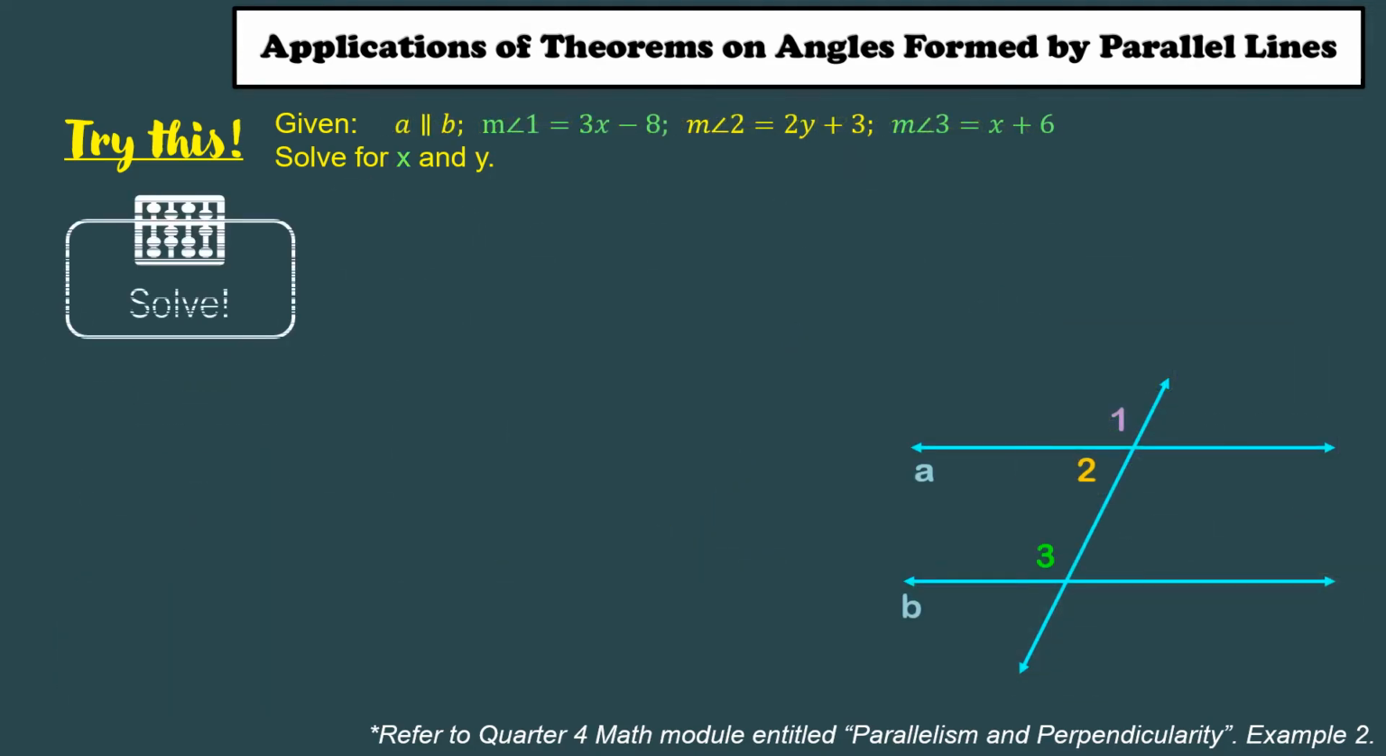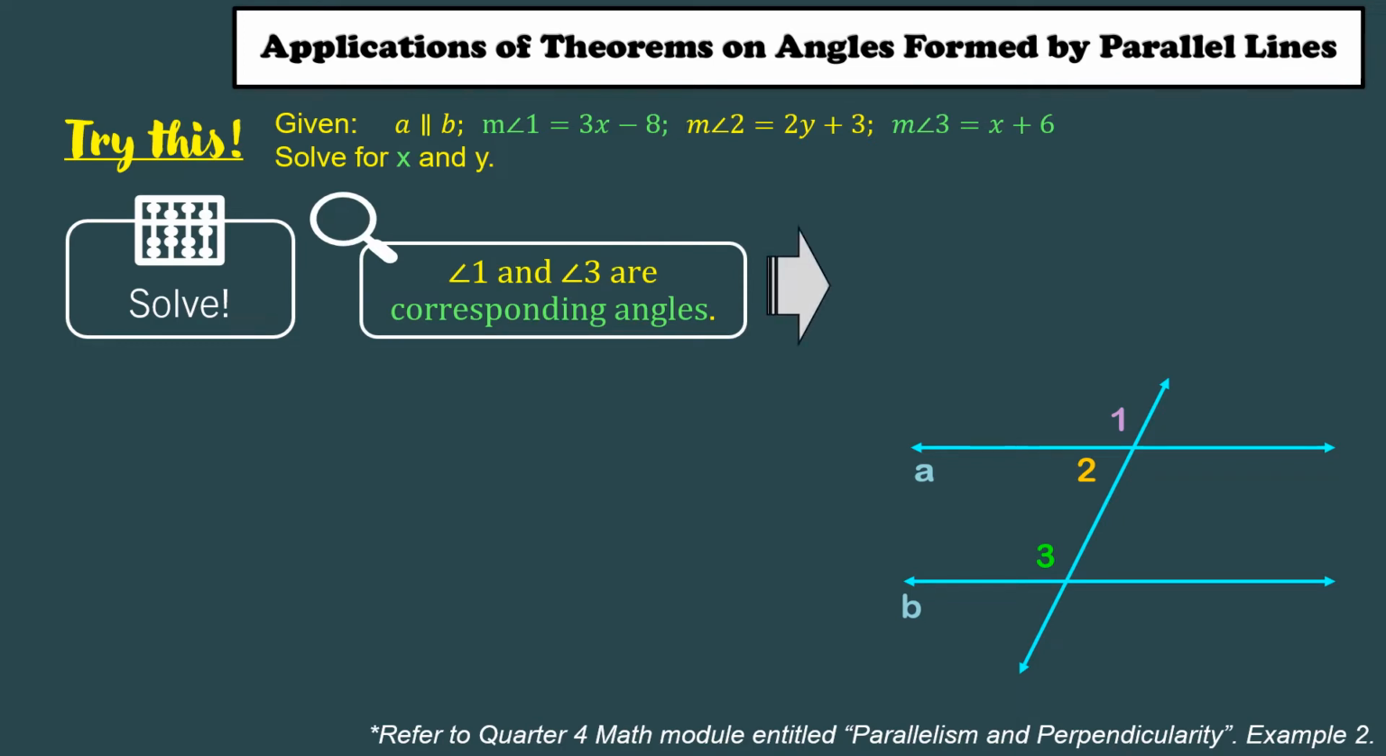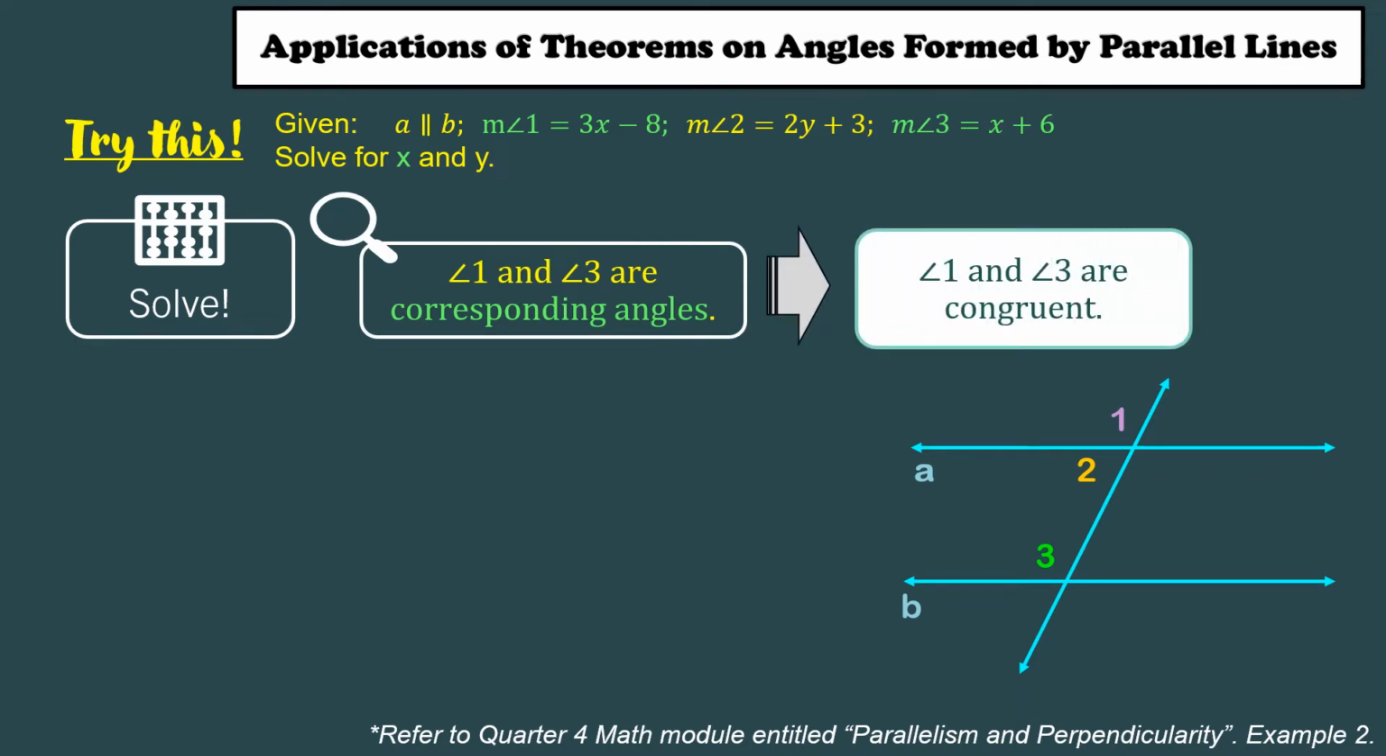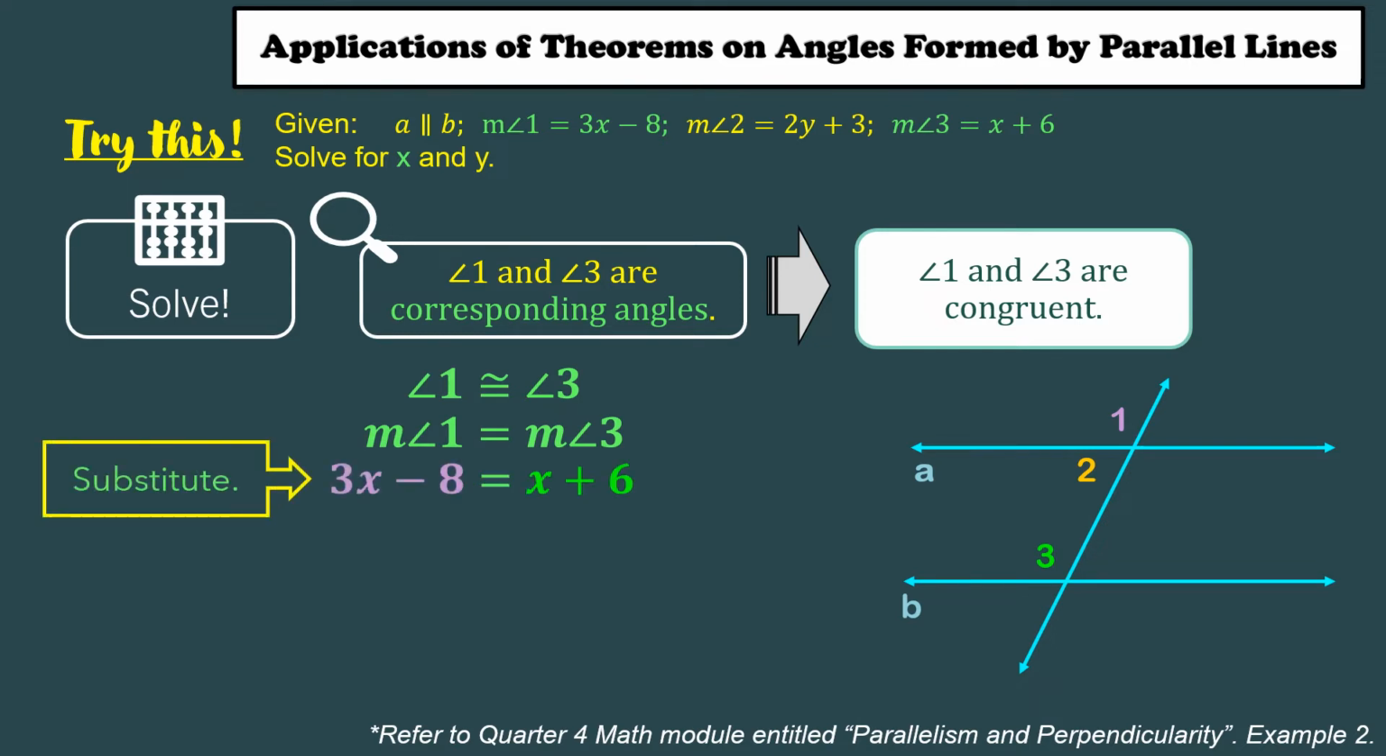Let us solve. Let us work on what we've learned about angles 1 and 3. Since they are corresponding angles, they are also congruent to each other, which also means that their measures are equal. We write that idea as an equation. Thus, the measure of angle 1 is equal to the measure of angle 3. From that equation, we are going to substitute the given measures of angle 1, which is 3x minus 8, and angle 3, which is x plus 6.